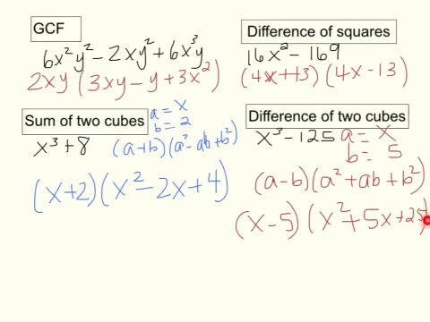If I could factor this more, I would. This doesn't factor anymore, neither will this, so I'm done. So from here, I factored into this right here. Remember, you can always check them all. I could go back and multiply these polynomials, and I should get back to x cubed plus 8, and the same thing here. So you can always check them.